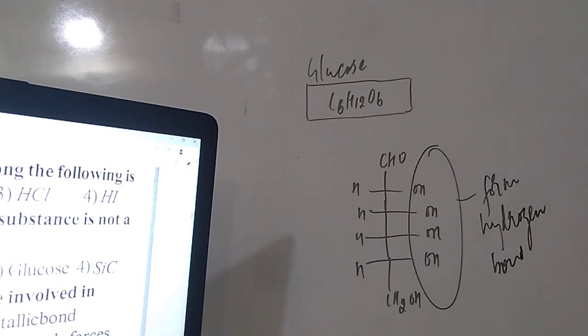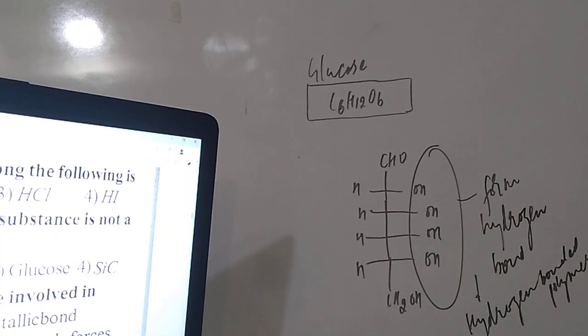While silica, diamond and SiC all form covalent networks. Which of the following substances is not a covalent polymer? If it is not a covalent polymer, it is a hydrogen bonded polymer. We have to memorize that in the glucose molecule there is a large number of hydrogen bonds, so it is a hydrogen bonded polymer rather than a covalent polymer.